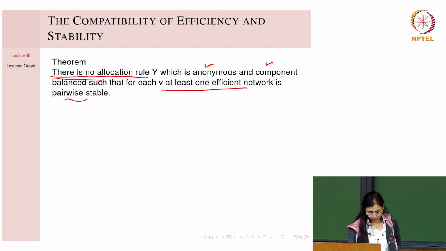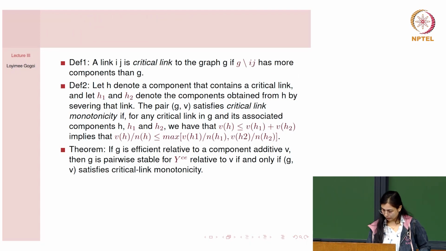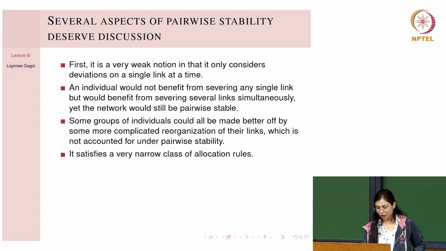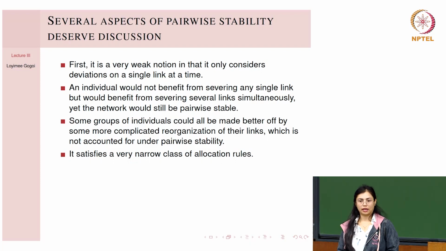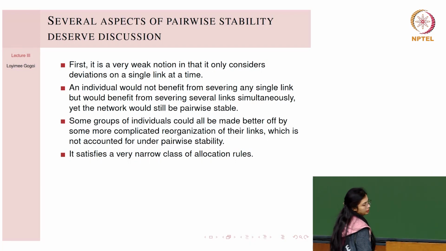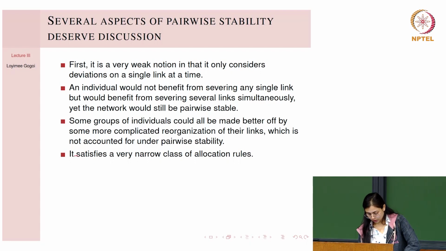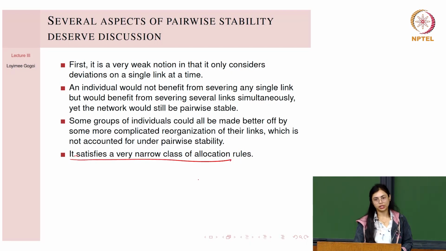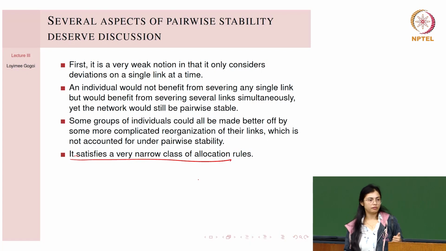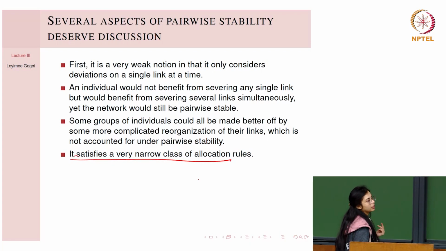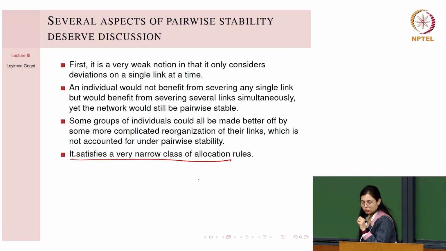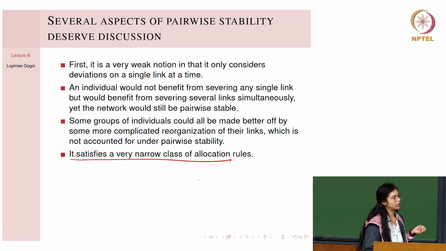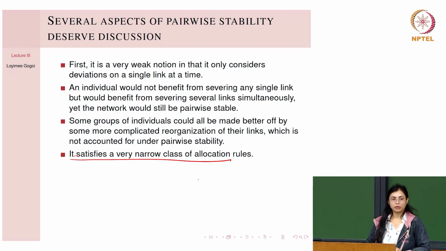Right. So next, I want to talk about some criticism of pairwise stability. As we can see, pairwise stability is satisfied only by a very narrow class of allocation rules: the Myerson value, the egalitarian value, and the component-wise egalitarian value. So it's a very small class of allocation rules where an efficient network is pairwise stable.